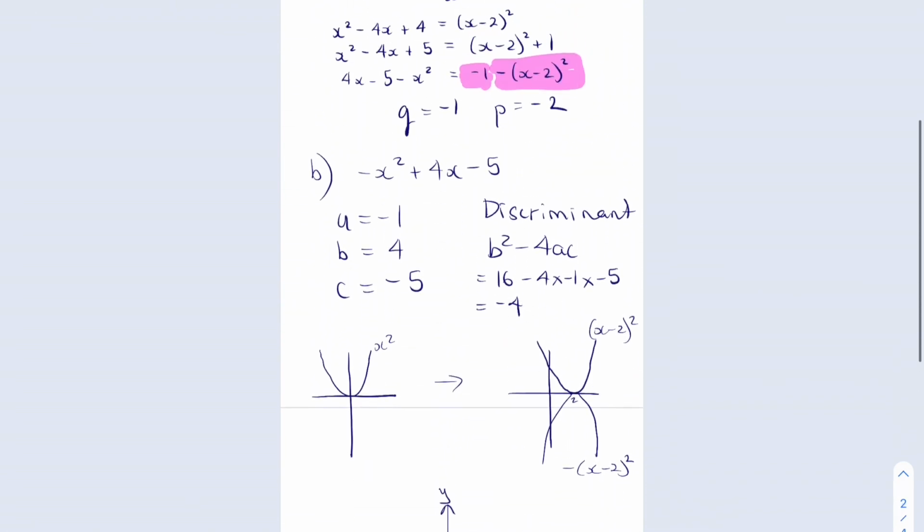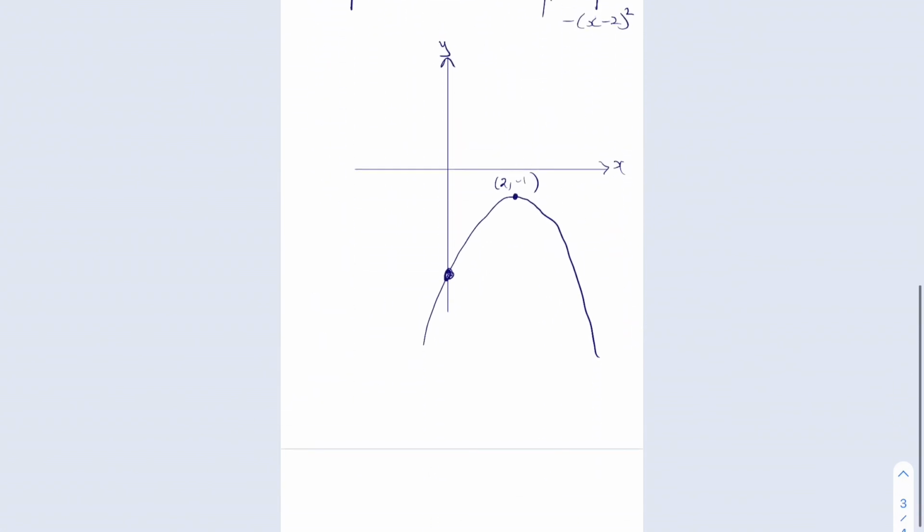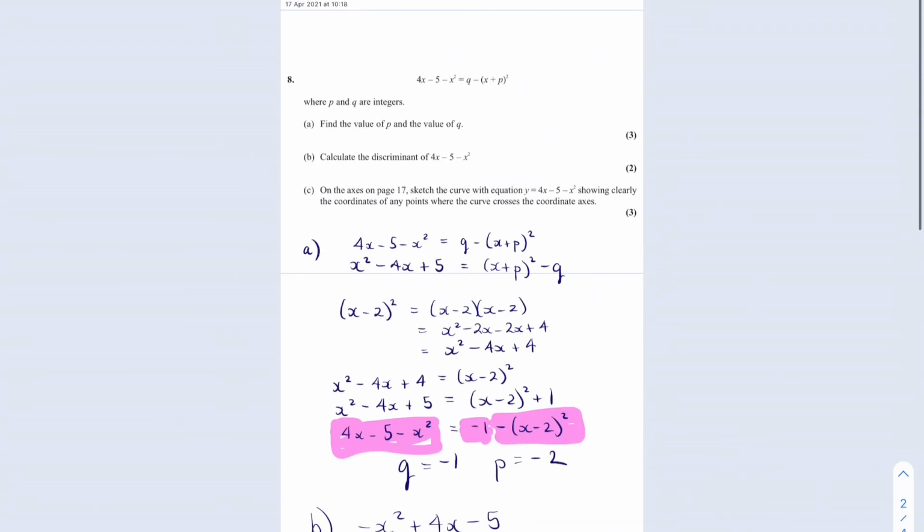So this is when x is equal to 0. So if I put x equal to 0, more easily done in this one. So x equals 0 in there makes that minus 5. So we're crossing the y-axis at minus 5. And that completes the sketch and concludes the question.